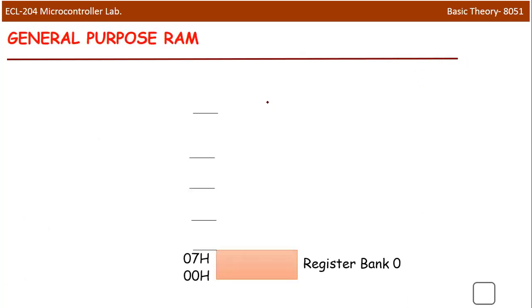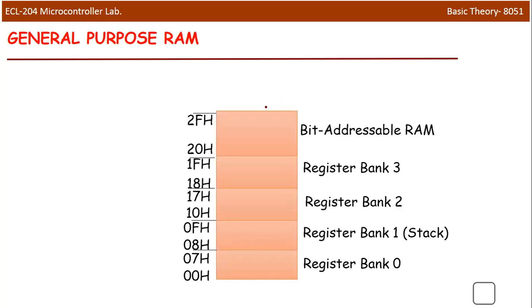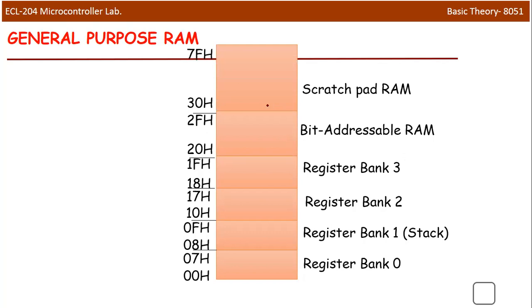Now this internal general purpose RAM, the 128 byte, is again divided into different areas. So address 00H to 07H is known as register bank 0, and 08 to 0FH is known as register bank 1, and 10H to 17H is known as bank 2, and 18 to 1F is known as bank 3. Okay. So each location contains 8 bits, and for programming convenience, we are grouping this memory location into banks: bank 0, bank 1, bank 2, bank 3, etc.